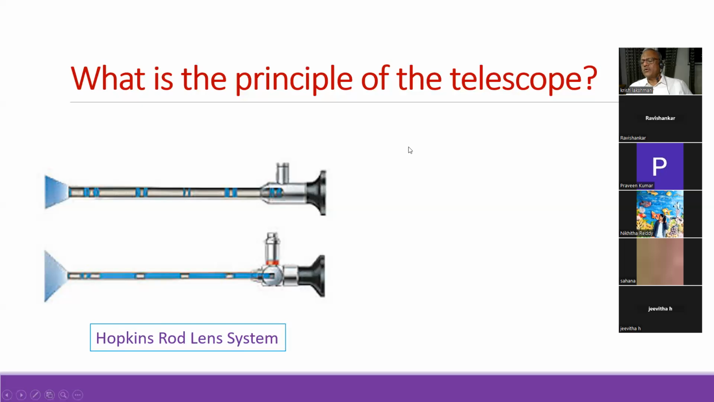In terms of camera work, what's the difference between a 0 degree telescope that you use and a 30-degree telescope that you use? Sir, in 0 degree, we have to move the whole camera to the direction to which we want to see. It's the same in 30 degree also. But sir, in 30 degree and 45 degree, you can just rotate the camera. No. The camera is always kept stable.